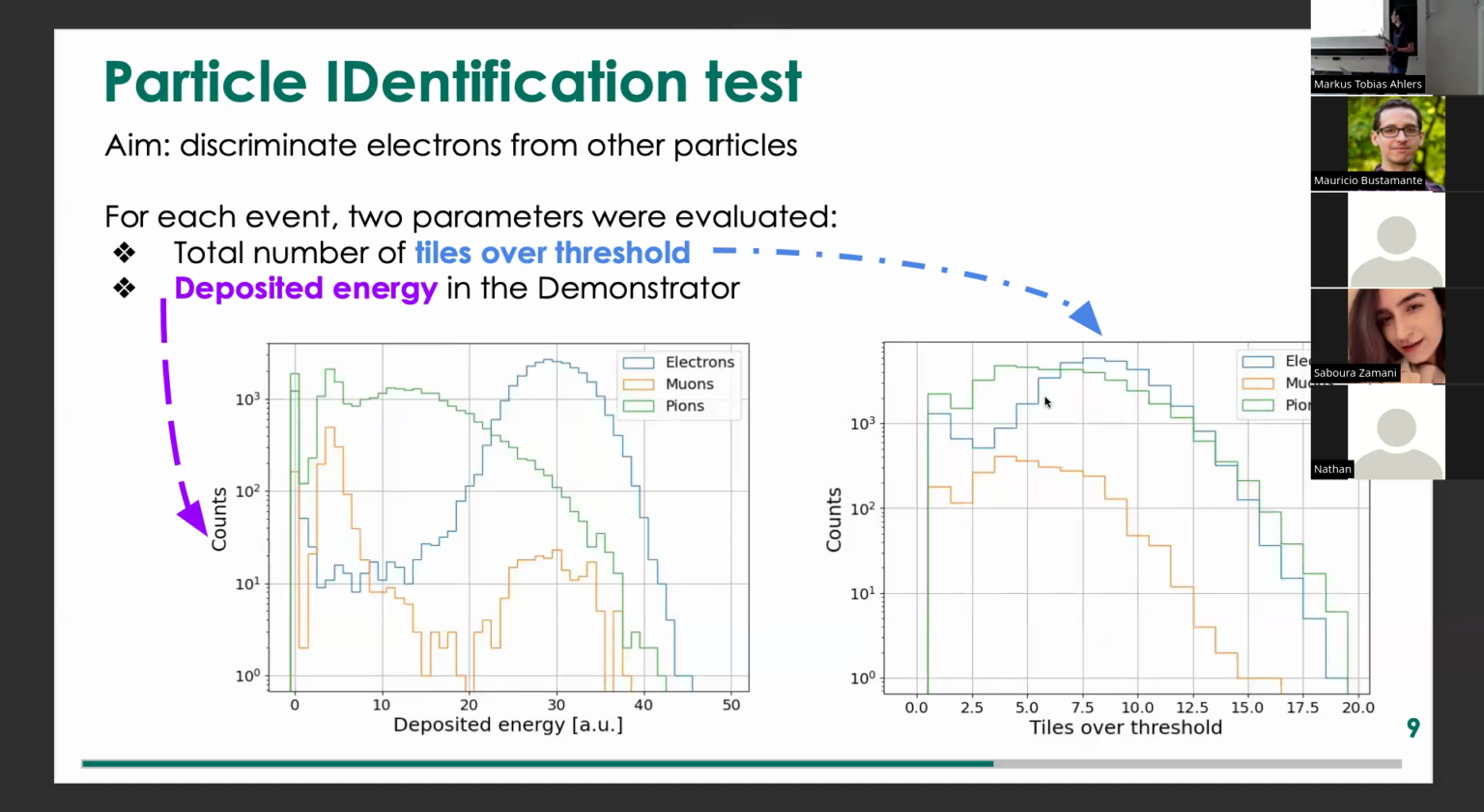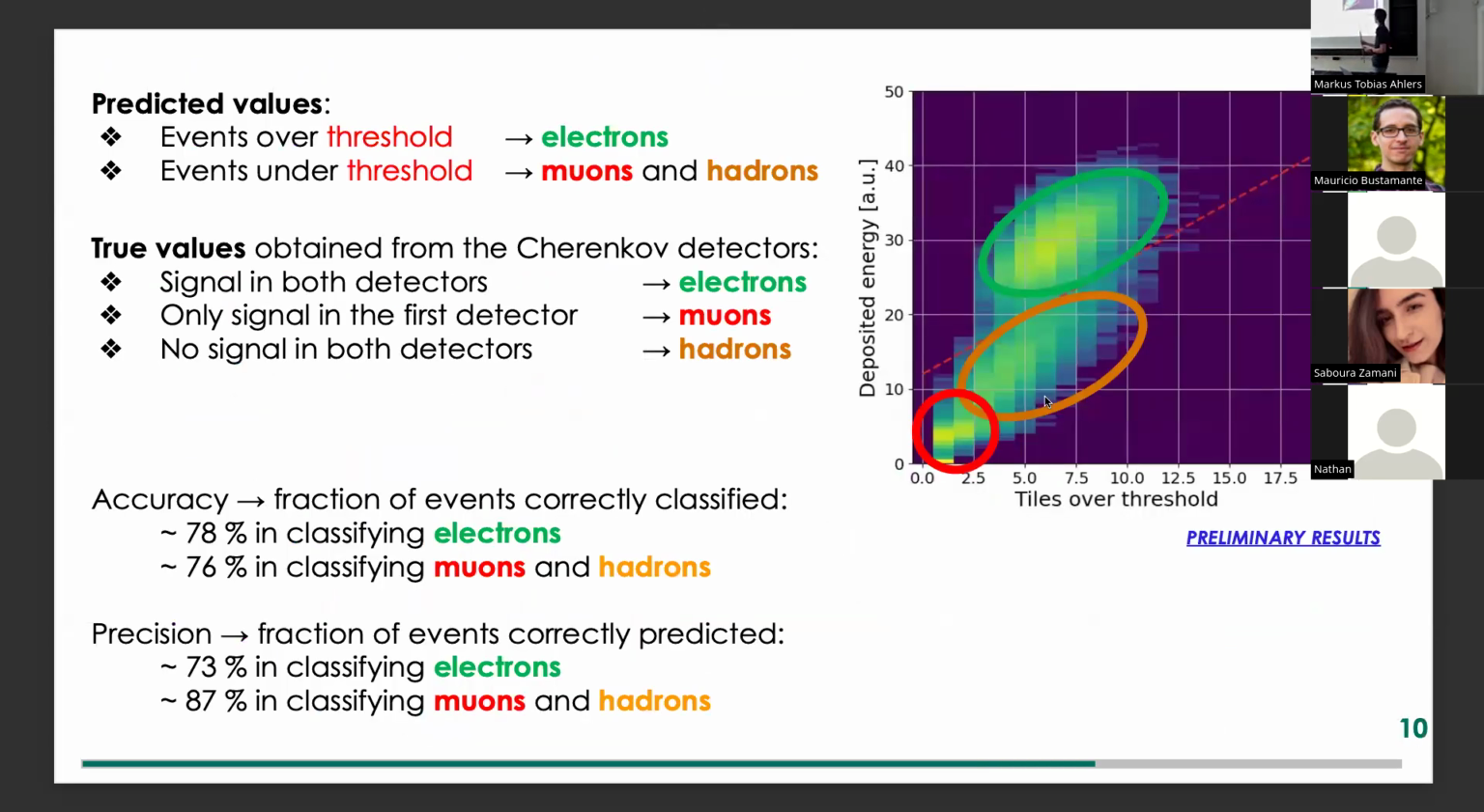The most important part is this particle identification test, because we want to select leptons from all of the other sources of background. So we have computed two parameters: the number of tiles over a set threshold, so that are hit, and the deposited energy in our demonstrator, in our detector. We have computed the 2D plot of these parameters, and we can see three different spots: electrons, muons, and hadrons, and making a threshold.